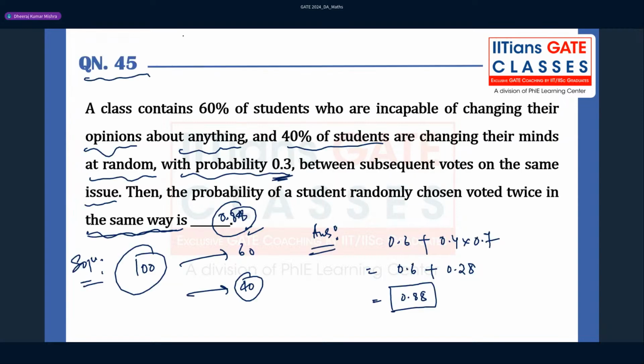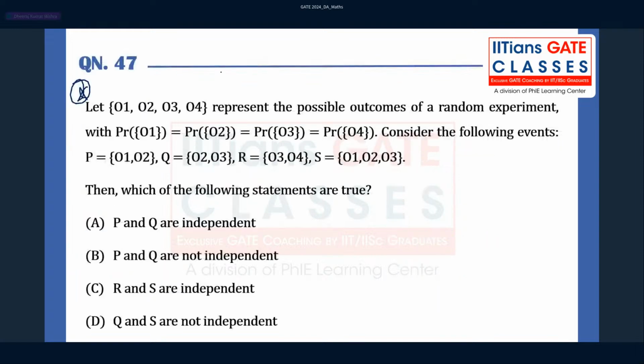This was a very basic question, and this next question demands more explanation. Last time also, when I was conducting the aptitude class, there was a question based on this. What they have given here is: let O1, O2, O3, O4 represent the possible outcomes of the random experiment. So they have given 4 outcomes, and their probabilities are equally likely. You see here, all the probabilities are the same.